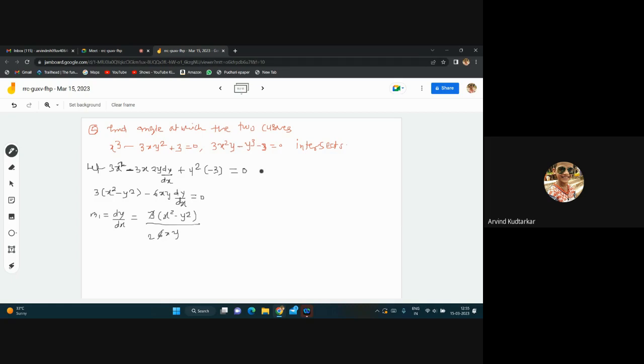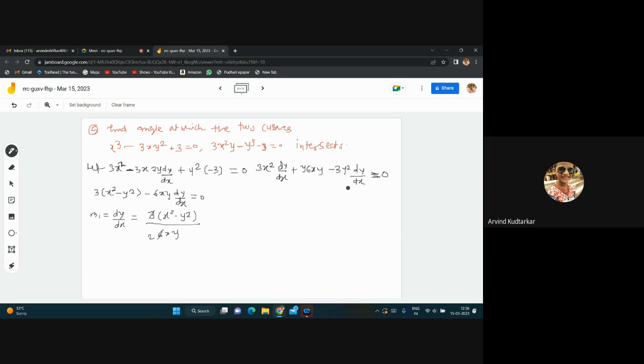In a similar way, to find the slope of the second curve, how do we get the slope? Taking the derivative. Here in the first term there is a product of two functions, so applying the product rule of differentiation: 3x square kept as it is into derivative of y, which is dy by dx, plus y into the derivative of 3x square, which is 6x, so 6xy, minus 3y square into derivative of y, which is dy by dx. The derivative of a constant is 0, that is equal to 0.